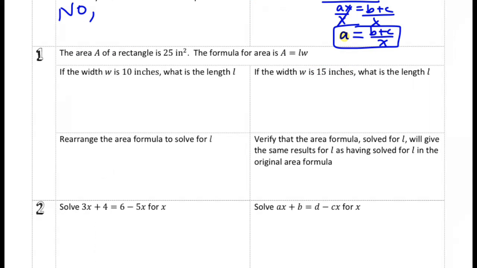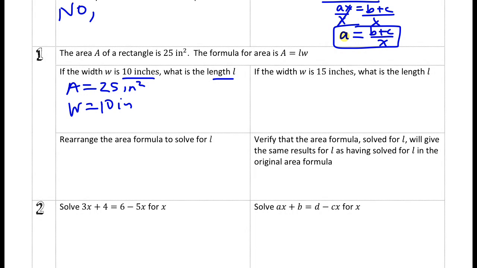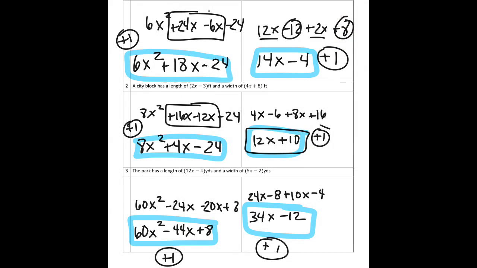So the area of a rectangle is 25 inches squared, and the formula for the area is length times width. So if the width is 10 inches, they want to know what is the length. So let's think. The area is 25 inches squared, and the width is 10 inches, and the length is what we don't know. Okay? So, if I have the area equals length times width, then I can plug these in. So the area is 25 inches, so instead of area, I'm going to write 25.